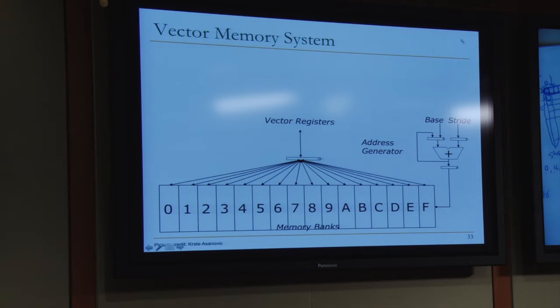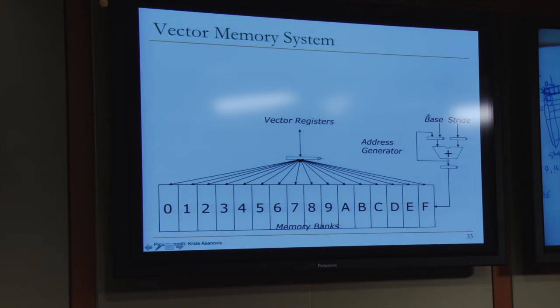So, what does a vector memory system look like? Basically, remember, we have a base address and a stride. And these are 16 banks that you have, just like Cray-1. You just need an address generator. You start with a base address, vector load or vector store. Let's look at a vector load. It sends a base address and the stride from the stride register to the memory system.